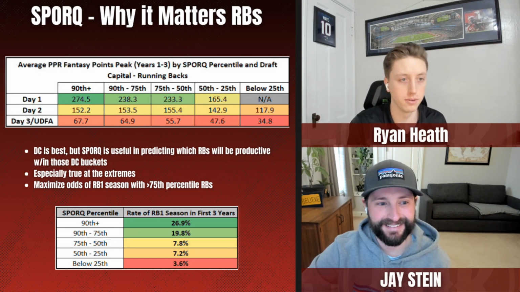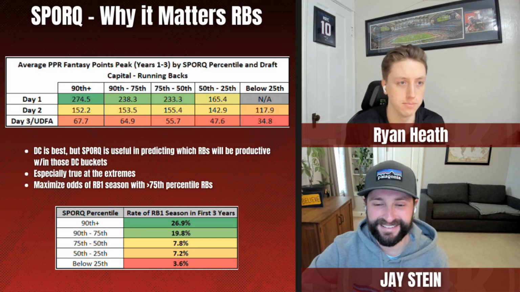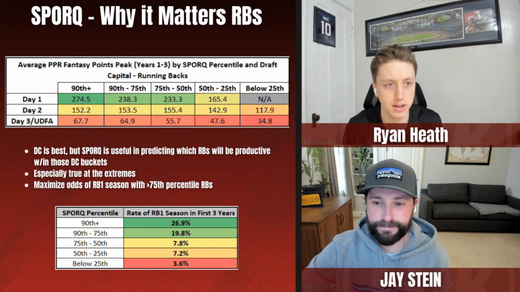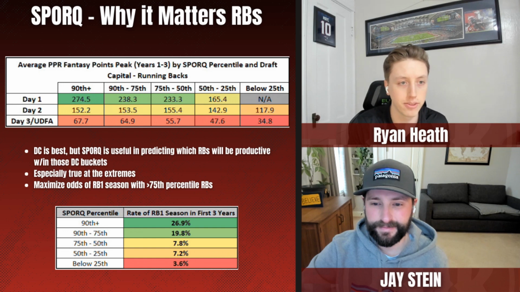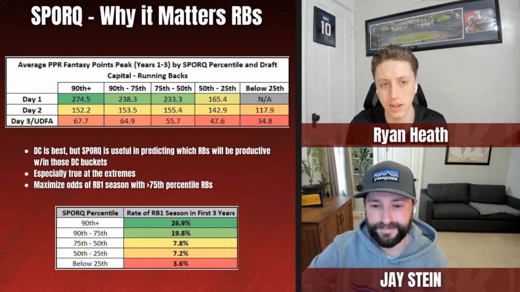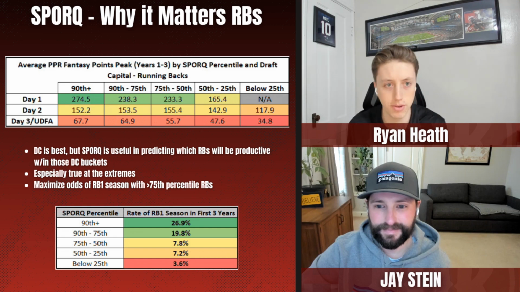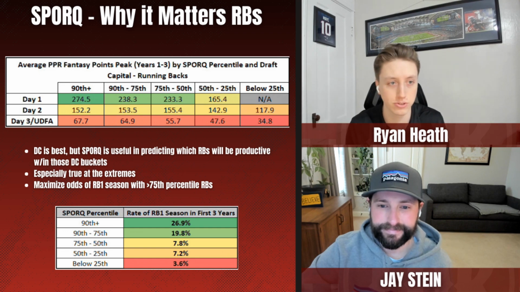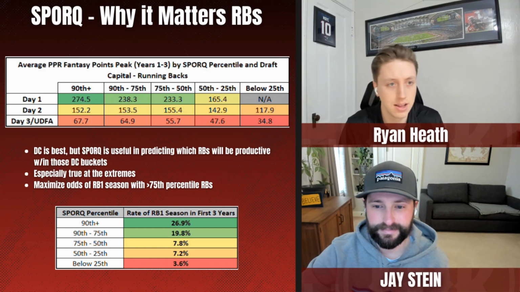And you can see in the 90th percentile, we have the best average production outcomes among day 1 running backs. As you go down each percentile bucket, the 90th to 75th and the 75th to 50th are kind of similar, in the middle range of Sporq. But as you get below the 50th percentile, their average production really starts to fall off, especially compared to that 90th or better percentile bucket.